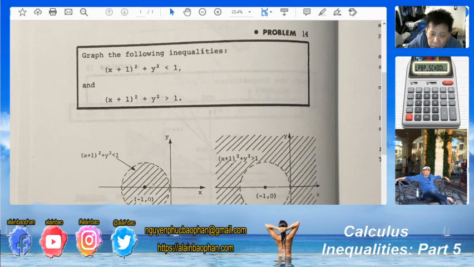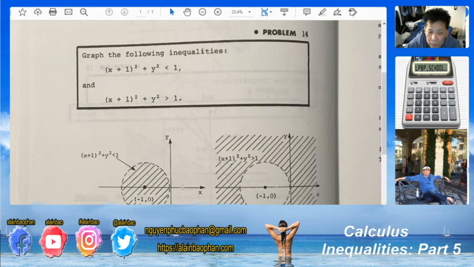Okay, so the inside of the circle is less than 1, right? That's correct, because every point inside the circle has a distance less than the radius, which is 1.